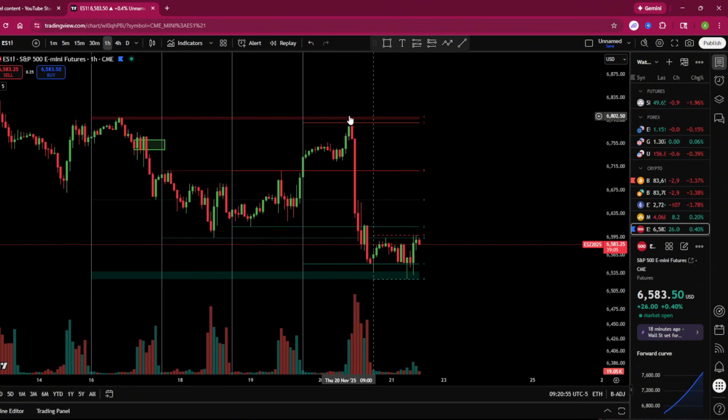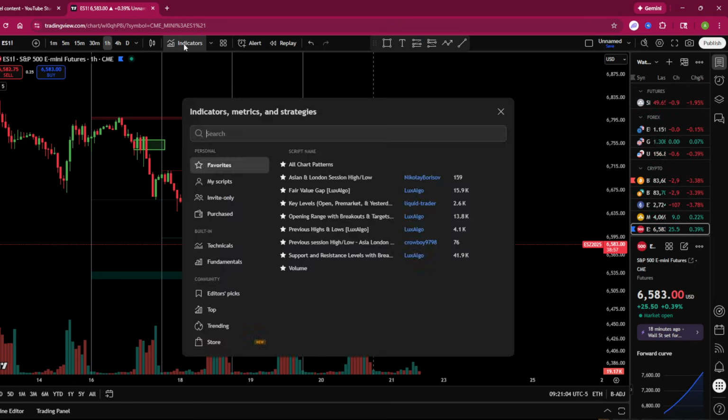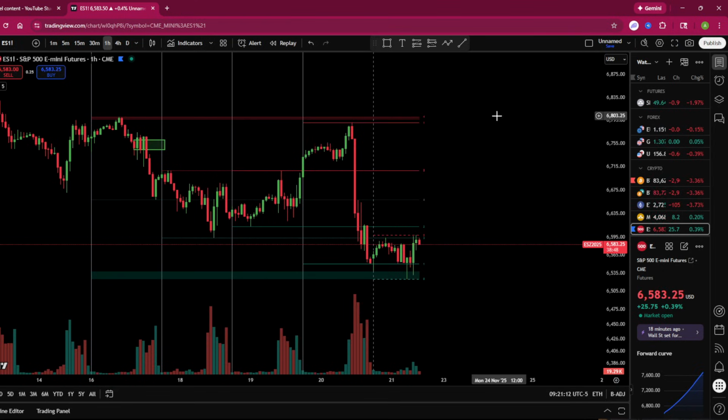Let's go to the charts. Right here is ES, and you can do this on any chart. I'm just using this as an example because I was looking at it this morning to get ready for market open. So if you come into indicators and you search and find this indicator right here, previous highs and lows by Lux Algo, you want to click that and add it to your chart, and it's going to look like this, with these numbers over here on the right hand side and these lines drawn out.